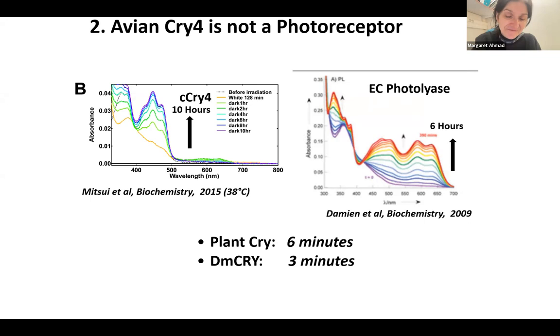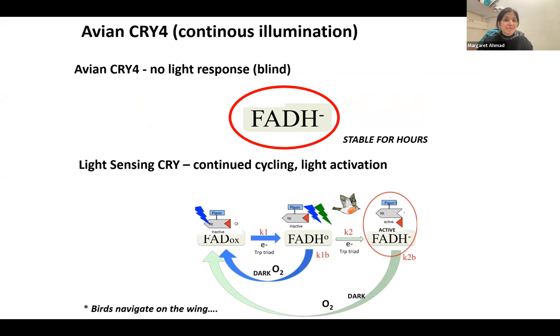So this is another way of explaining it. The avian Cry 4 under conditions of continuous illumination would simply convert to the fully reduced, so I have it circled in red. You would get the entire protein in the fully reduced redox form, and this would not support a photocycle and could not explain cryptochrome navigation as we currently propose it.